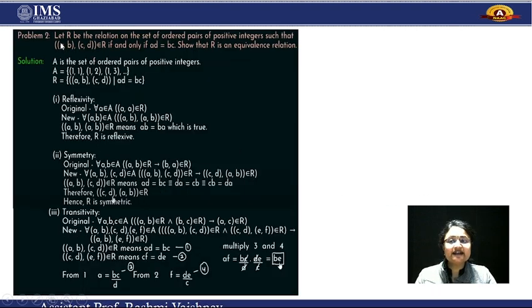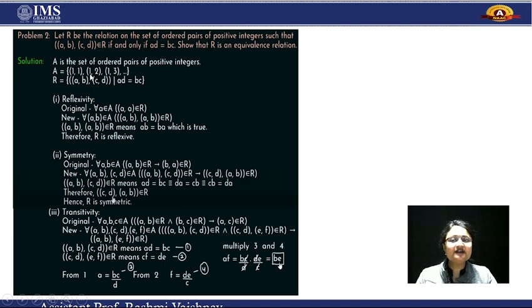After that, we can say that let R be a relation on a set of ordered pairs of positive integers such that we have two ordered pairs AB and CD which belong to R if and only if this relationship is given to us: the first and fourth element multiplied equals the multiplication of the second and third. And we need to prove that R is an equivalence relation. How do we do it? Let's do it, students.